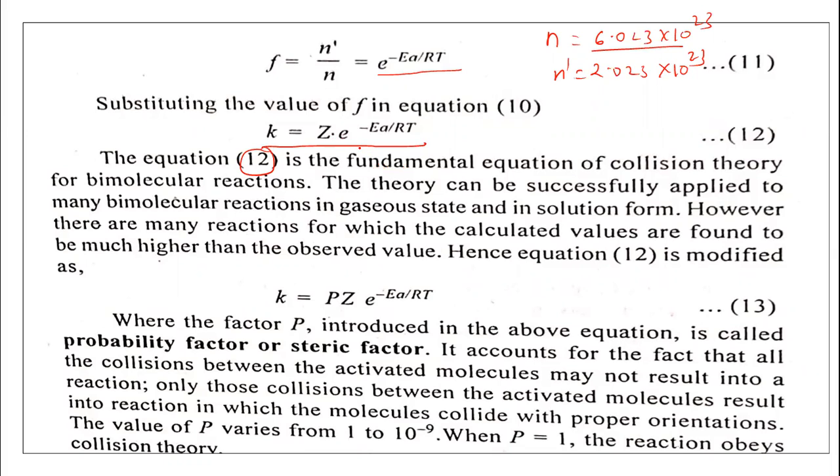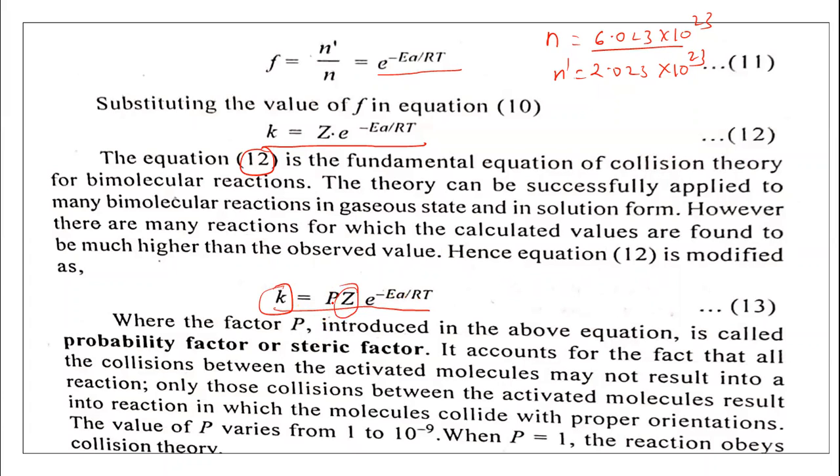The theory can be successfully applied to many bimolecular reactions in the gaseous state, or even in the solution state. However, there are many reactions for which the calculated values are found to be much higher than the observed values. Hence, the above equation can be modified like this: k is equal to P into Z into e raised to minus Ea upon RT. What is k here? k is the rate constant. What is Z here? The number of molecules colliding.